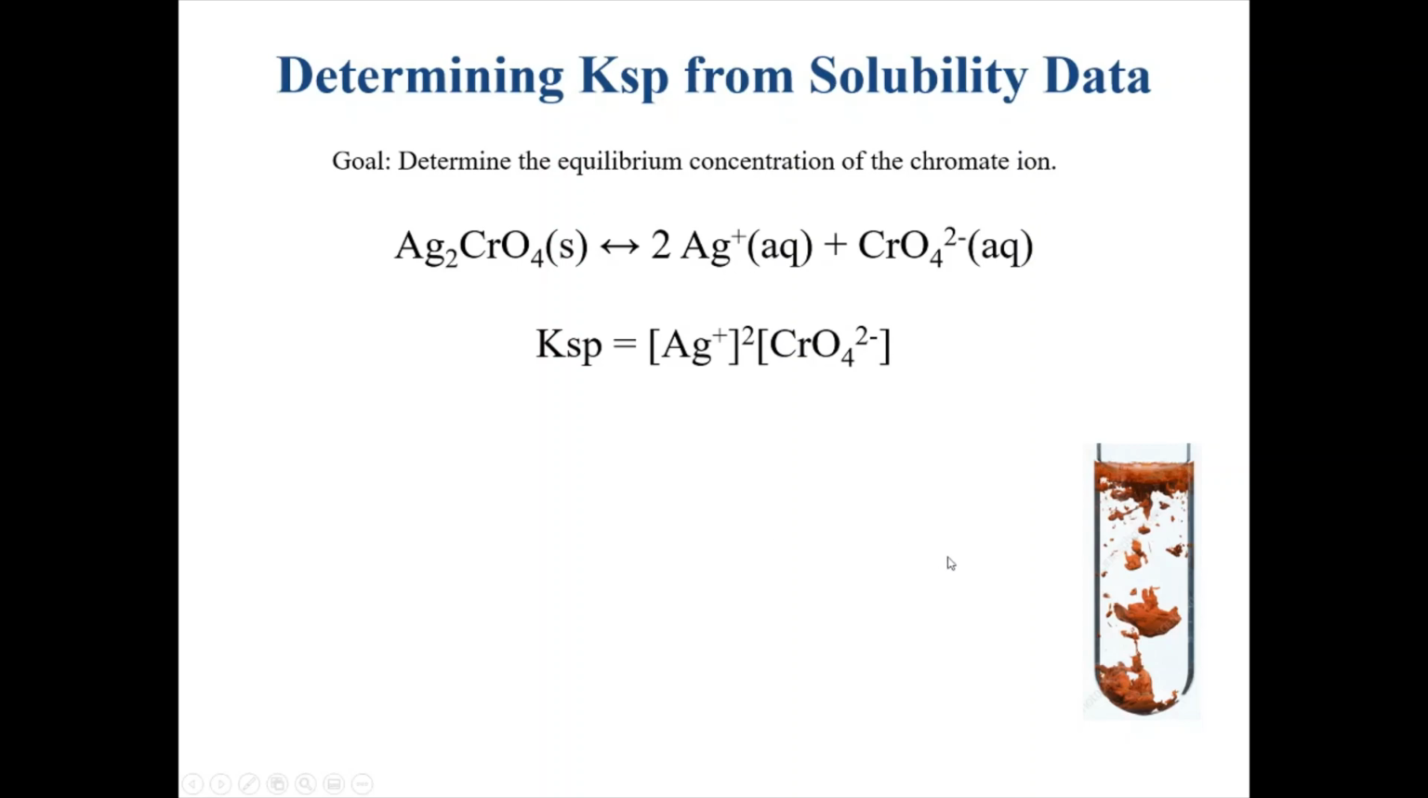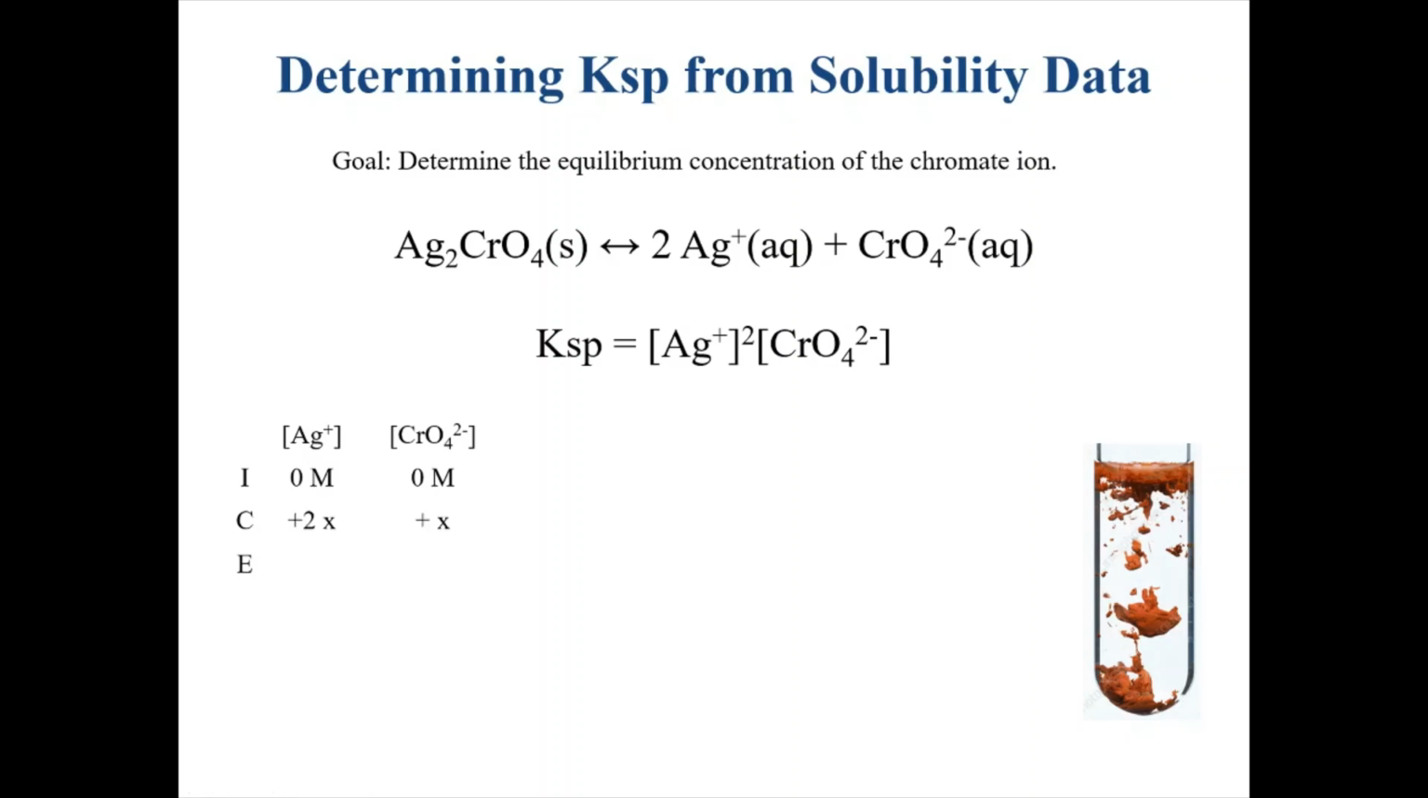To give you a sense of what silver chromate looks like, this is a test tube with some solid silver chromate in it. You can see that it has this nice red color to it. When you put silver chromate into water, at the very beginning of the experiment, and we're going to create an ICE table now, the salt hasn't had a chance to dissolve at all. So we start with 0 molar and 0 molar.